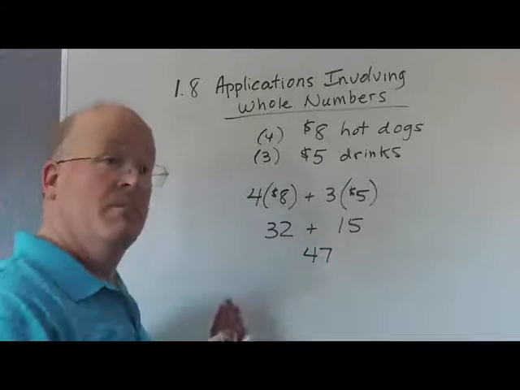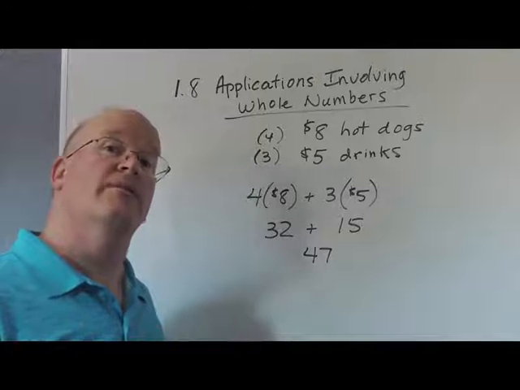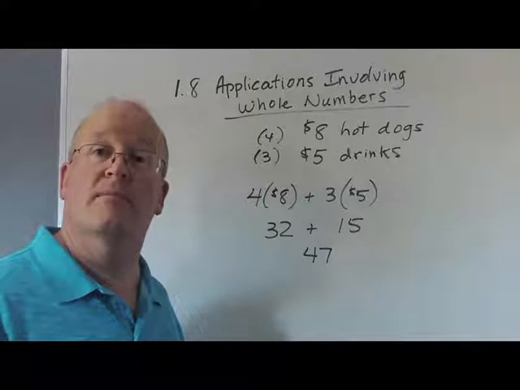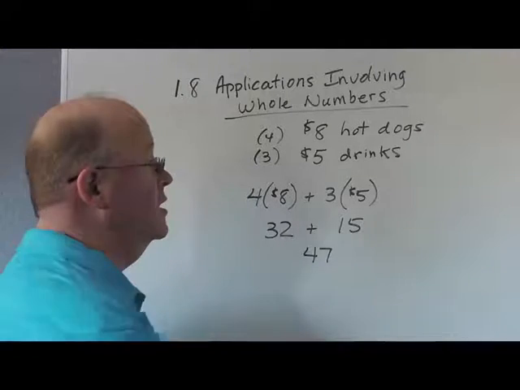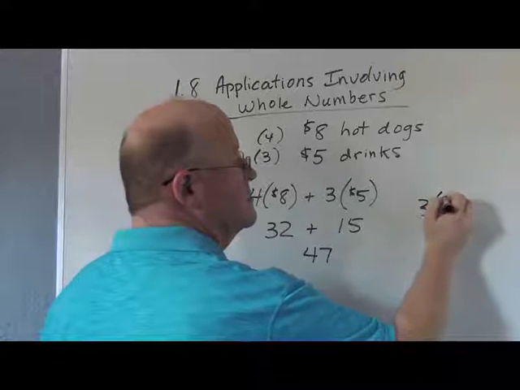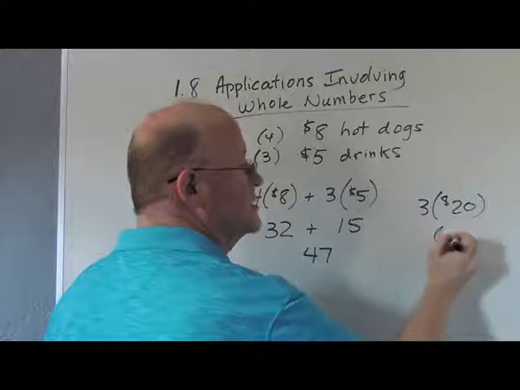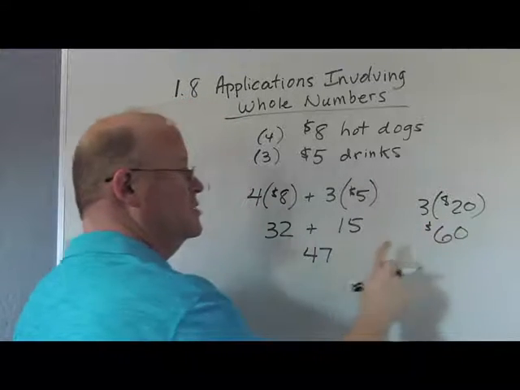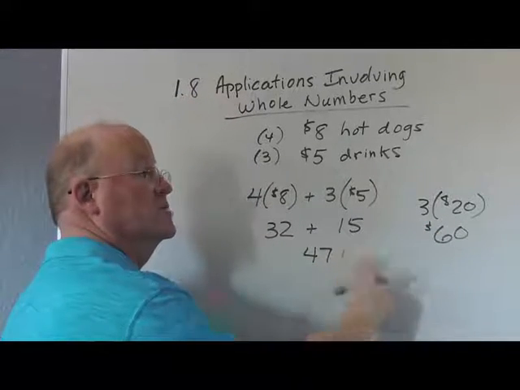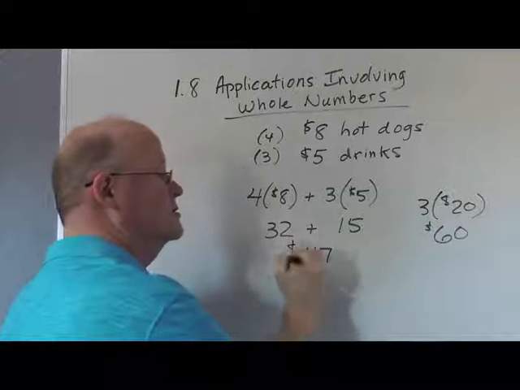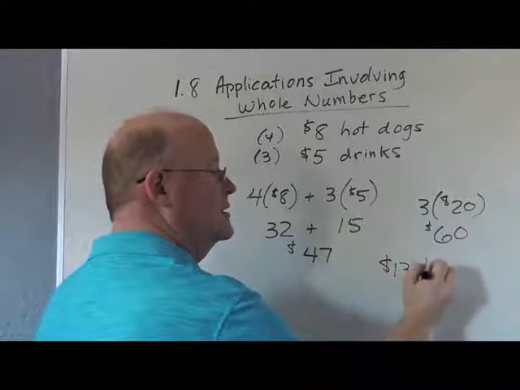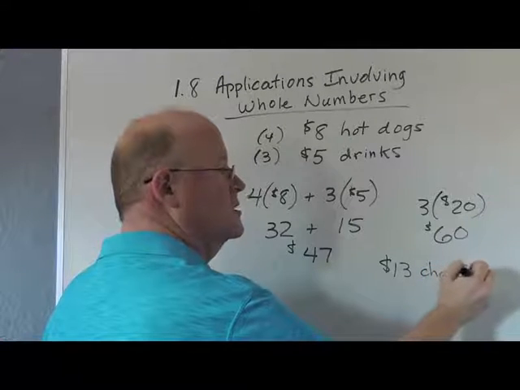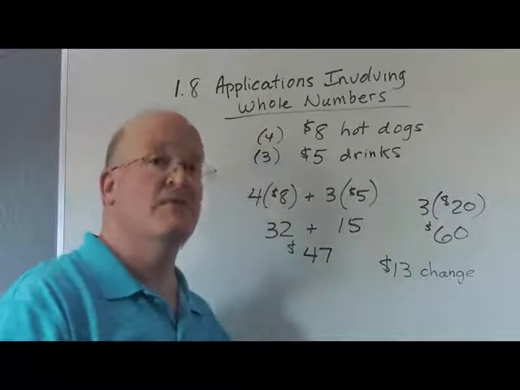altogether. And that might be the problem right there, but we might also be asked how much change there would be if a person brought 3 $20 bills. Well, 3 $20 bills is $60, and if we're purchasing $47 worth of merchandise from $60, then we would find out that the change is going to be $13. It just depends upon the problem that you're looking at.